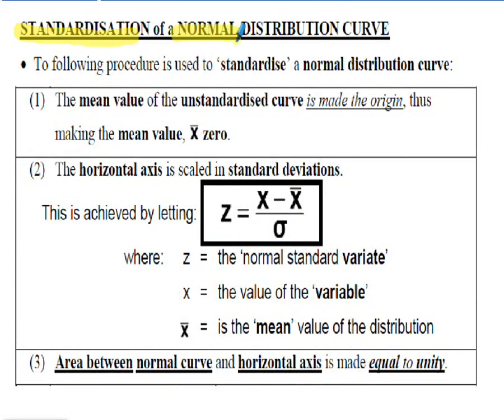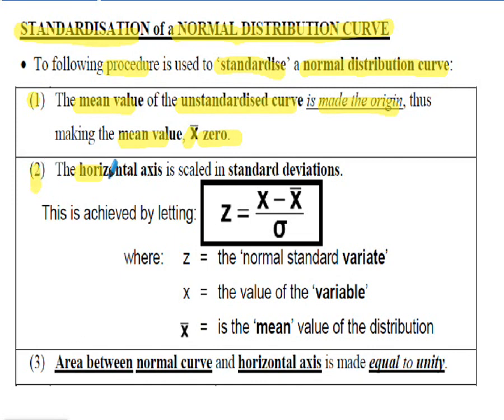Standardization of the normal distribution curve. The following procedure is used to what's called standardize the normal distribution curve, and that's the way we will use the curve in the examples that follow. So step 1. The mean value of the unstandardized curve is made to be the origin, thus making the mean value, which is x bar, 0.